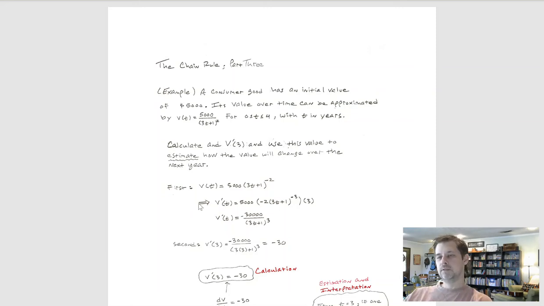Alright everybody, so here we are with another video on the chain rule. This will be the third one that I've made on this topic. I wanted to show you another example of the chain rule, but I want to do an application problem too, where it says to use the derivative found by the chain rule to estimate something.